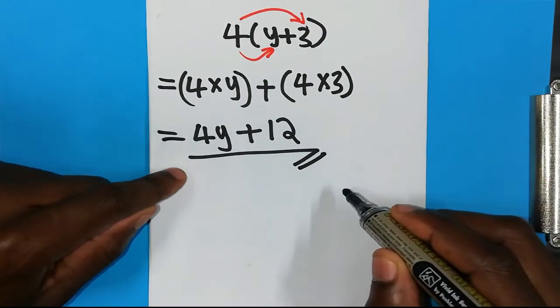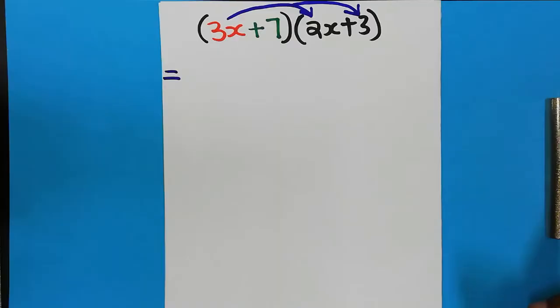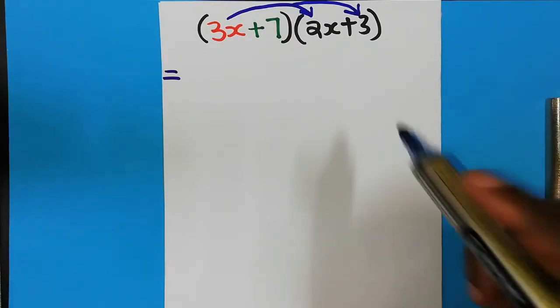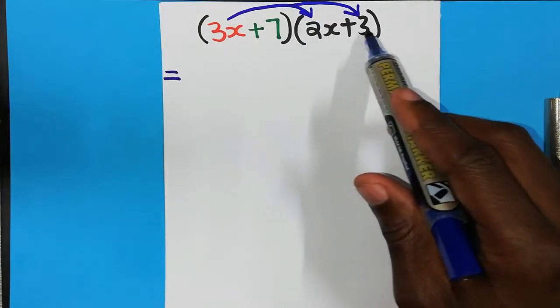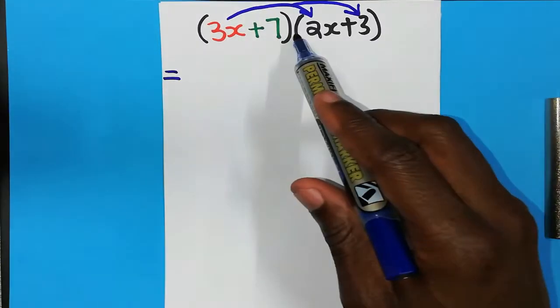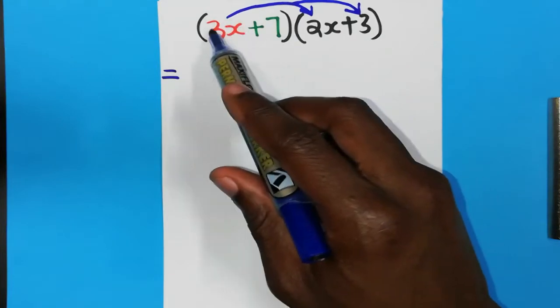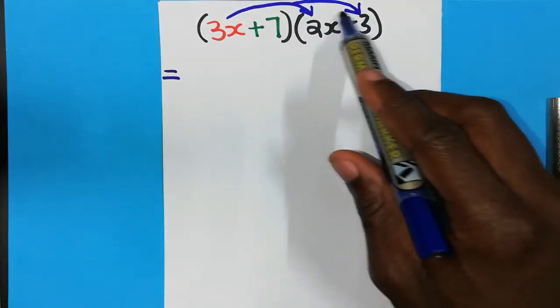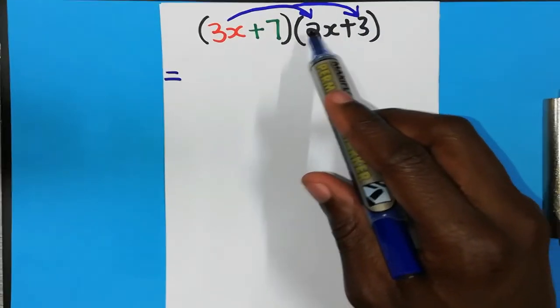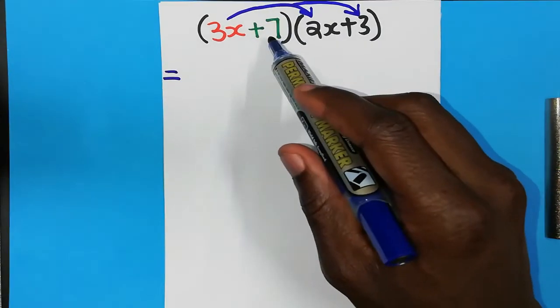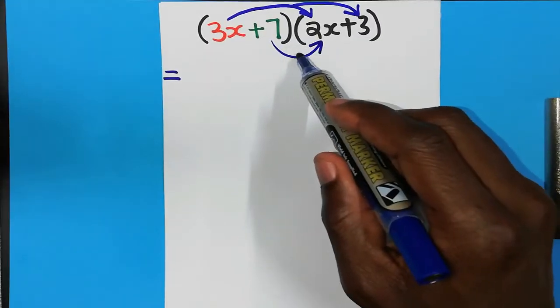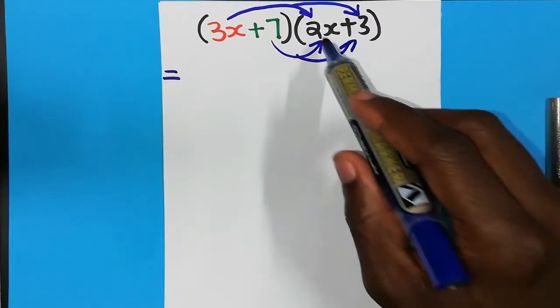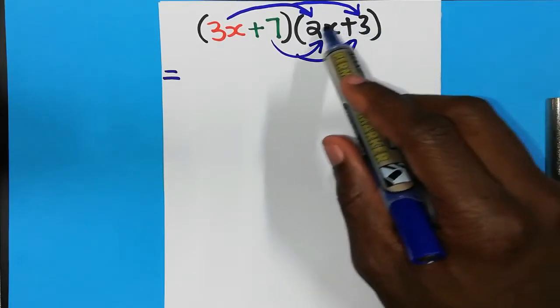Let's move to the next one. Well, this is the last one. So what I'm going to do here is just to multiply out and remove the brackets. How do I achieve that? You take the first term and you multiply everything that is inside these brackets. And the second term will also do the same. We'll multiply each and every term inside these brackets.